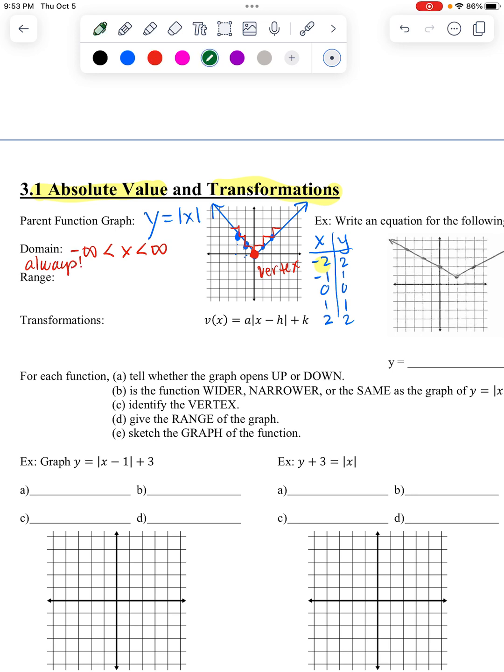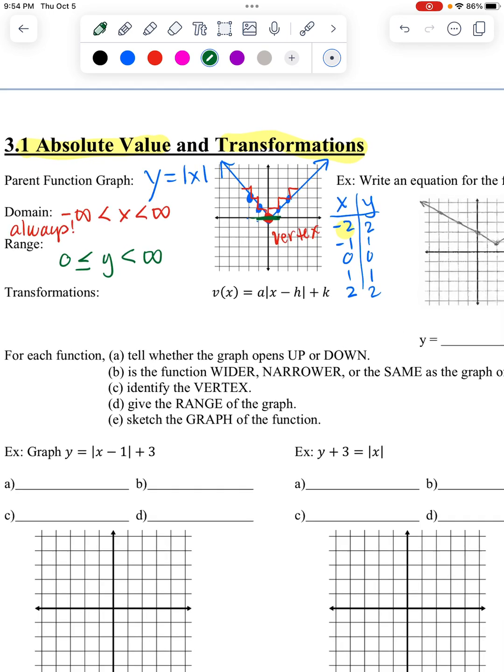However, range is not always the same. Remember, range is how low it goes, like the lowest y up to the highest y. So in my case, the lowest it goes is right here at 0. It actually touches 0, y in the middle, and then it goes up forever. So it's going to go to infinity, and you can't get to infinity, so it is not included.